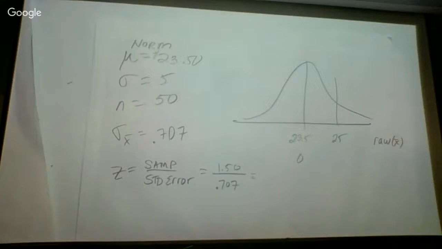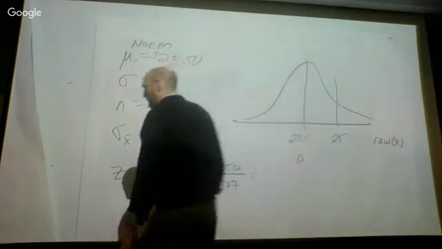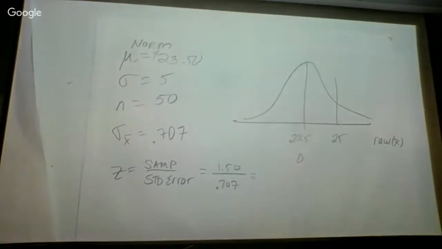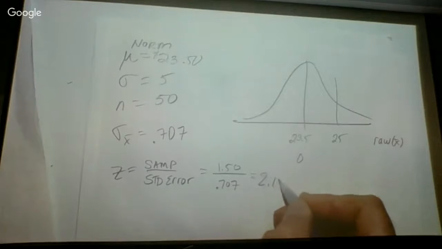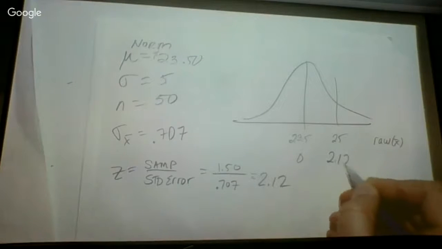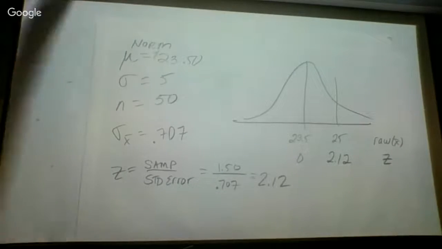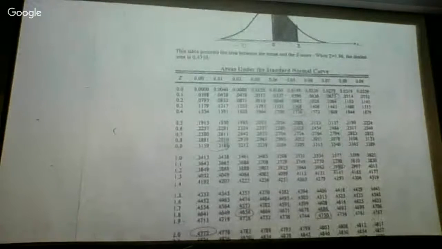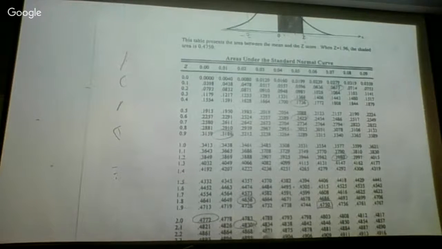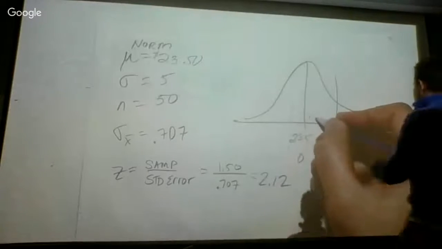What's my z-score, Mike? 2.12. 2.12. That's an awfully large z-score. Z-score of 2.12, I find an area of 0.4830.